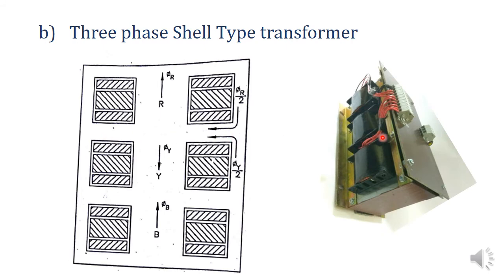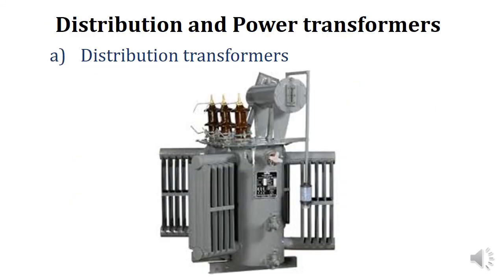This is the figure of a practical three-phase shell-type transformer. 1, 2, 3, which corresponds to R, Y, B phases. Another classification of transformers is based on the application, and the two types are distribution and power transformers. First one is distribution transformers.